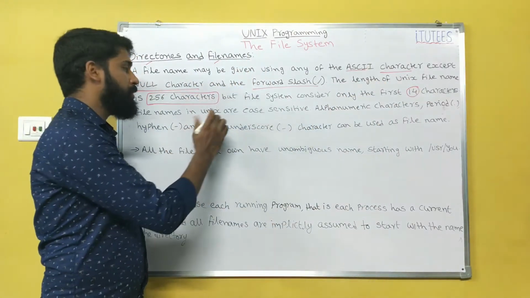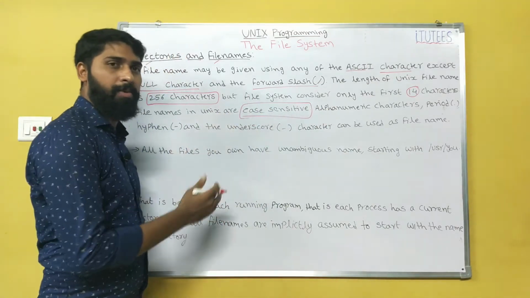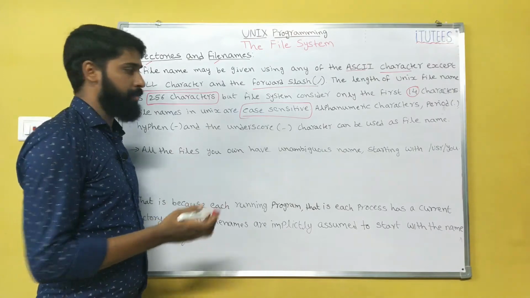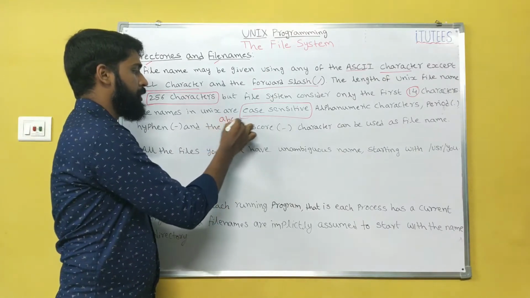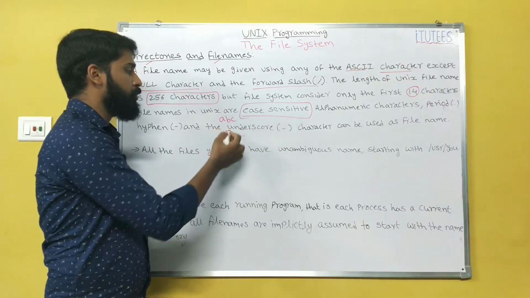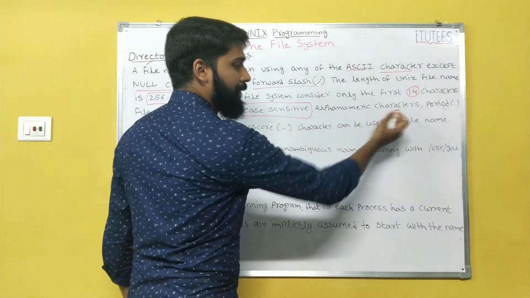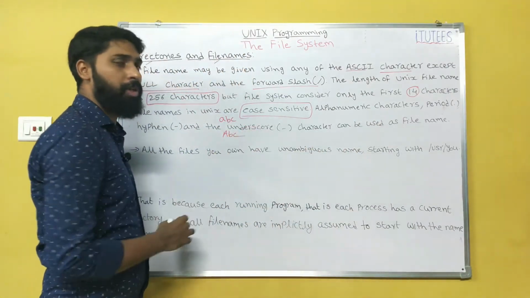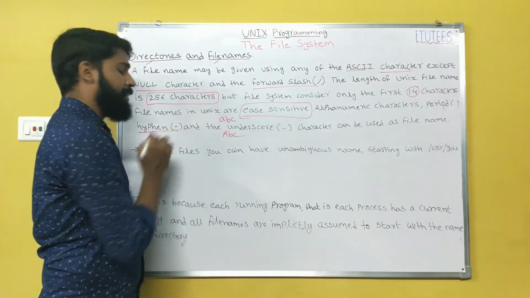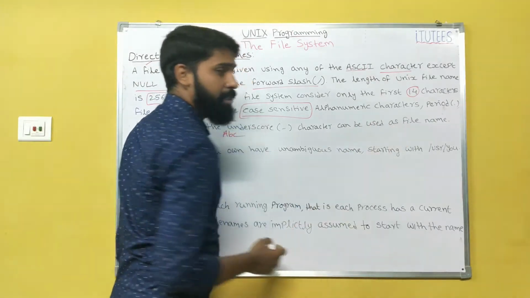The file names in Unix are case sensitive. That means small a is different from capital A. For example, if I create ABC and I create abc, these two are different files. Alphanumeric characters, period (that means dot), hyphen and underscore characters can be used in a file name.